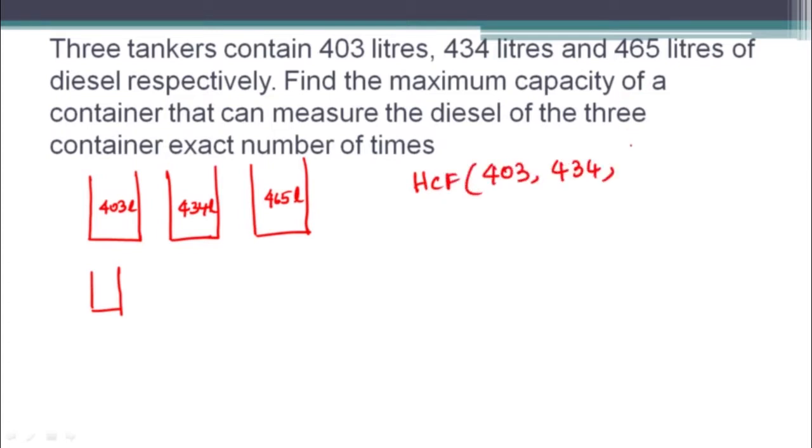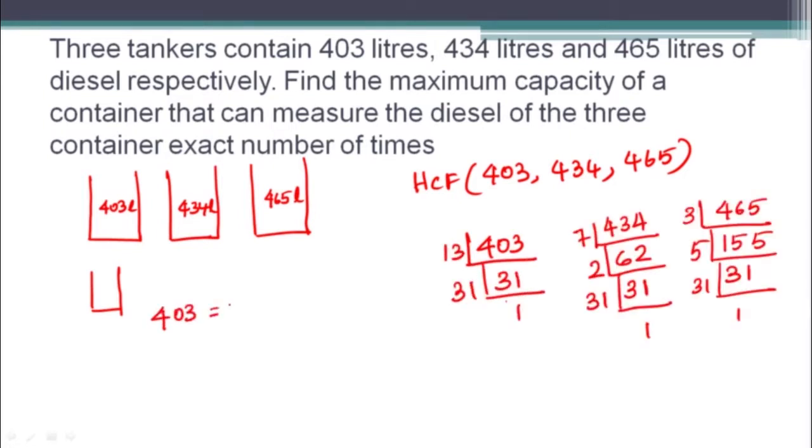If I find out the highest common factor of 403, 434 and 465, I will get a number which will divide all these three numbers completely. Or if the capacity of the container that we are looking for is the HCF of all of these three numbers, using that container I can measure the diesel in all of these three containers exactly. So let us find out what is the HCF of 403, 434 and 465.